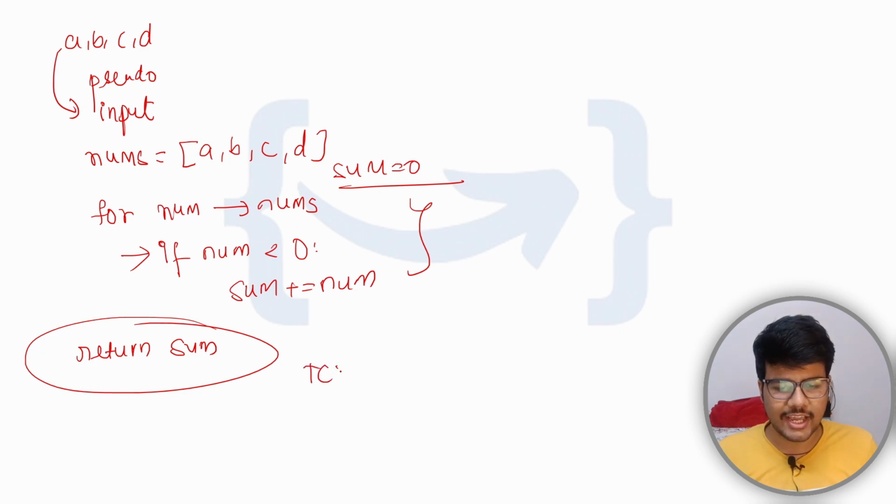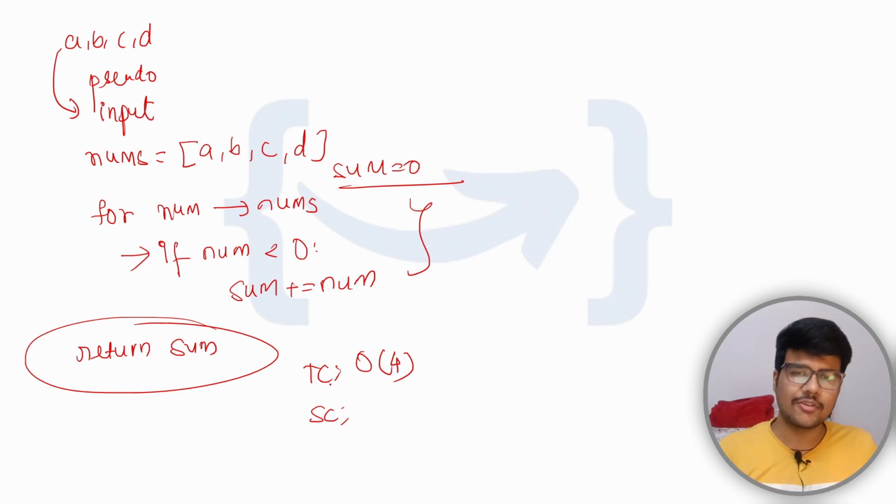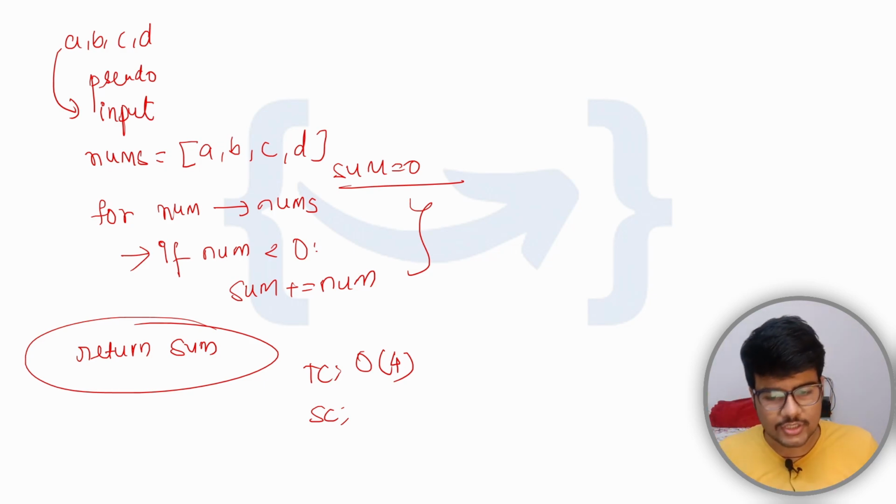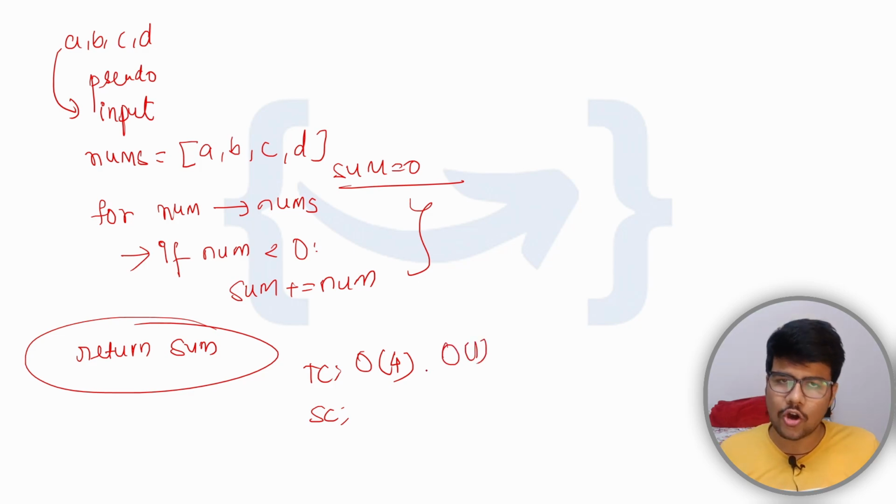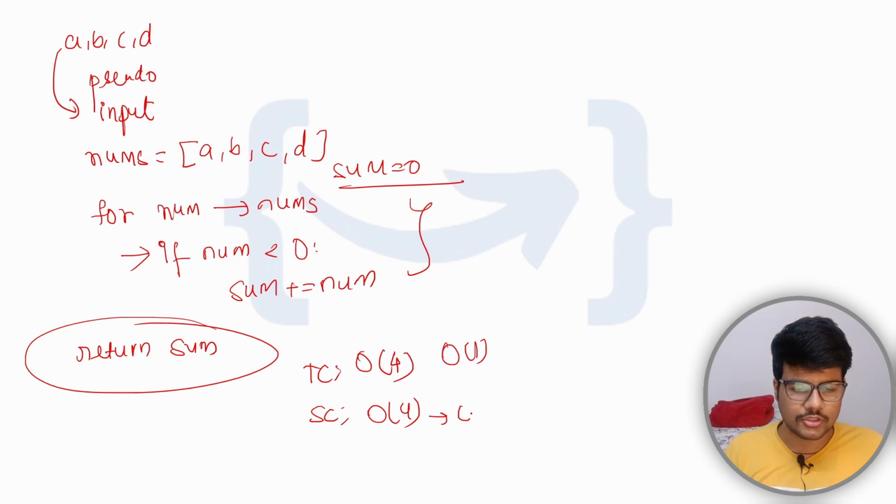And if we discuss the time complexity and the space complexity, the time complexity would be order of 4, because we always traverse 4 times. It will not increase or go more than 4. So the time complexity is constant, and the space complexity is order of 4, which is also called constant. So it is a pretty efficient program.